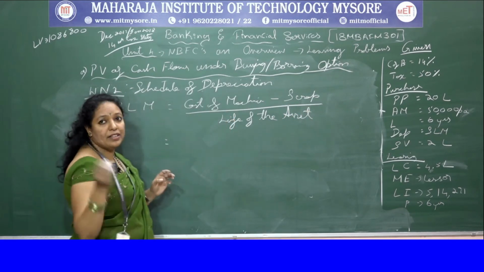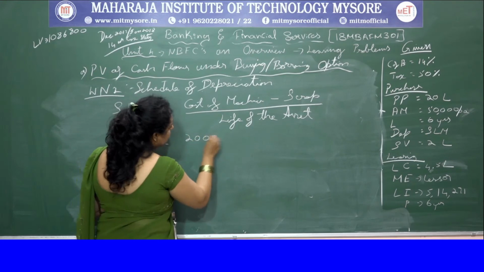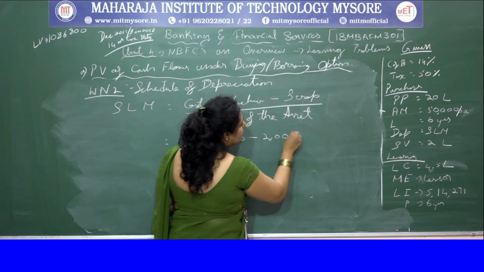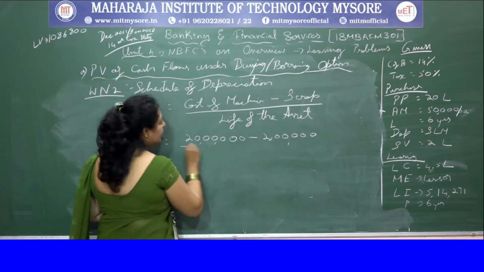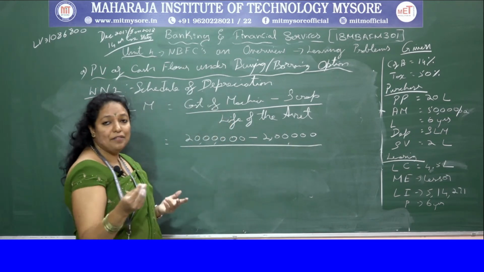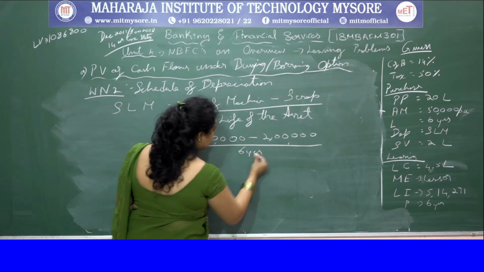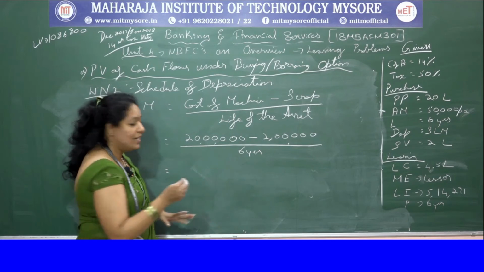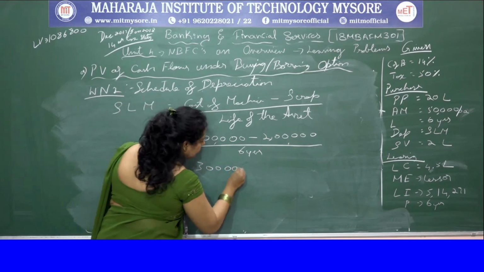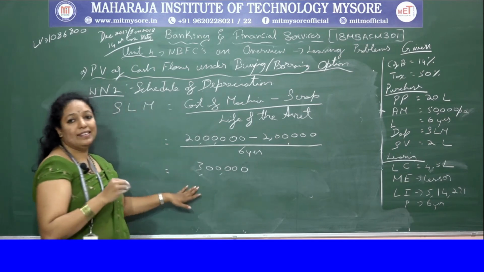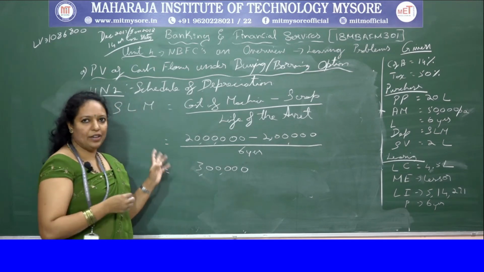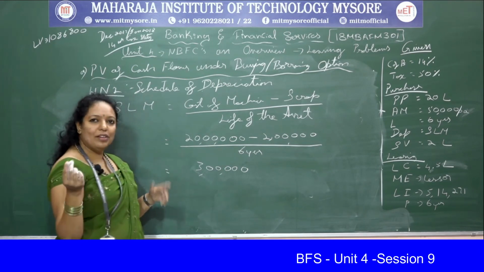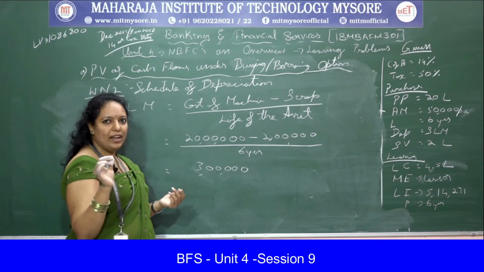The cost of the machine they have given is 20 lakhs minus 2 lakhs, the scrap value which they have already given, divided by the life of the asset, which is 6 years. So 20 lakh minus 2 is 18. 18 divided by 6 is 3 lakhs. Here only we can do the tax consideration, tax shield, so that it is easy for us for calculation. Even for the WDV method you can do that way.